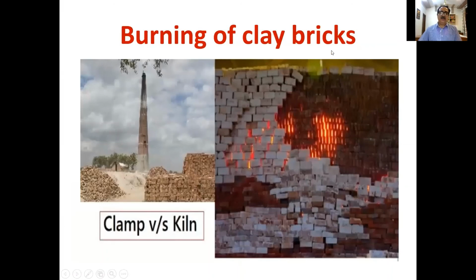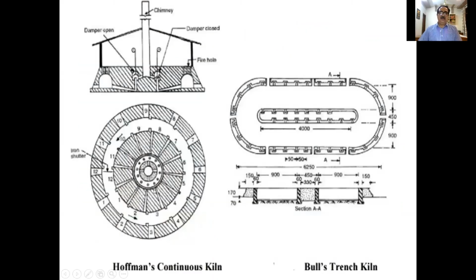Next comes the burning of clay bricks. Clay bricks can be burnt by two methods. If a large quantity of bricks are to be manufactured, then a brick kiln is used. And if the quantity of bricks to be manufactured is less, then we can go for clamp burning. This is a typical cross-section of two types of kilns which are being used in India. One is the Bull Trench kiln, another is the Hoffman kiln. We can clearly see this is the Hoffman kiln and this is the Bull Trench. Commonly in northern India, the Bull Trench kiln is being used.